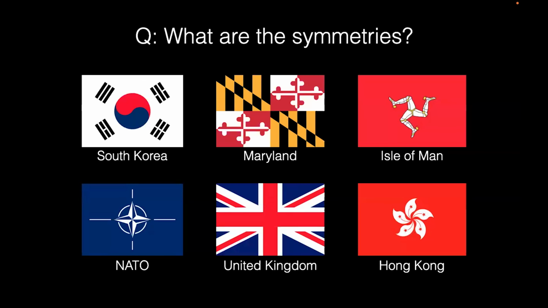So here's another set of flags, and I'm going to put some caveats on these flags. For Maryland and South Korea, ignore colors. For South Korea, also ignore the striping in all of those boundaries. For NATO, assume that the lines are all the same length. And the UK has a little bit of other stuff going on. Assuming those caveats, what sort of symmetries do you see here?